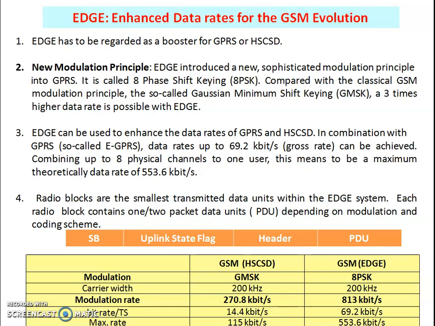EDGE can be used to enhance the data rate of GPRS and HSCSD in combination with GPRS. A data rate of up to 69.2 kbps can be achieved, combining up to 8 physical channels to one user. This means the maximum theoretical data rate achievable is 553.6 kbps. Radio blocks are the smallest transmitted unit within the EDGE system. Each radio block contains 1 to 2 packet data units (PDU) depending on modulation and coding schemes.